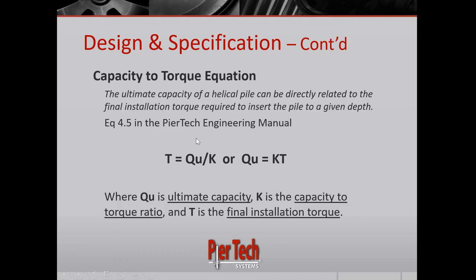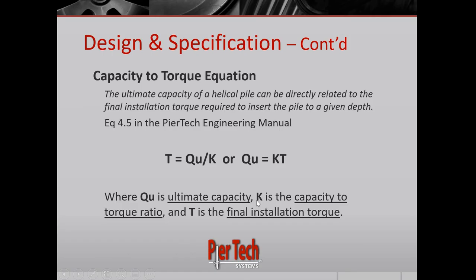So there's two ways of looking at the equation. Before I get into that, I want to get into the terms that are used in the equation. The first one is called QU, and that's the ultimate capacity. We already talked about ultimate capacity earlier. That's the working load times the safety factor. So the working load times 2 for most helical piles.